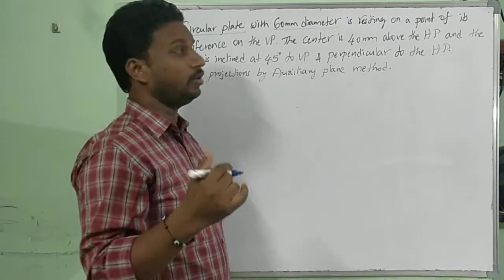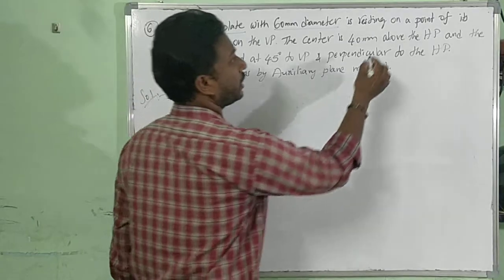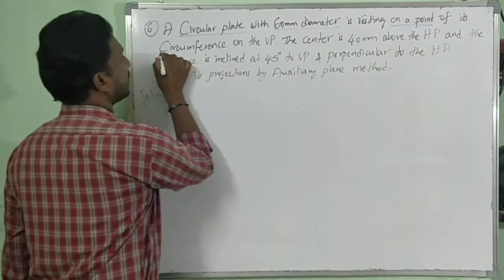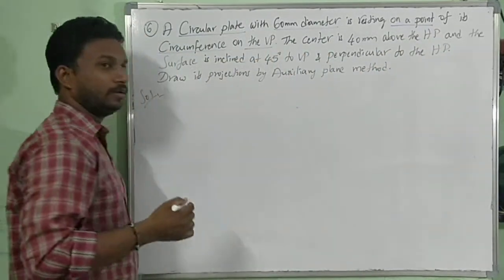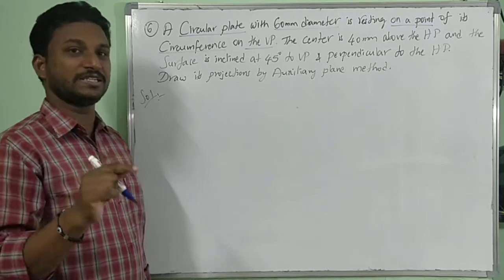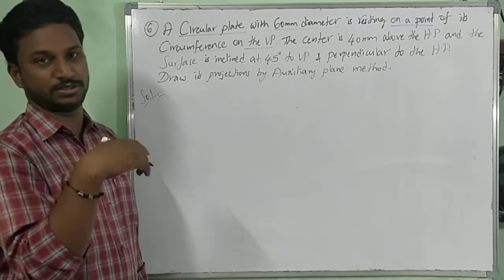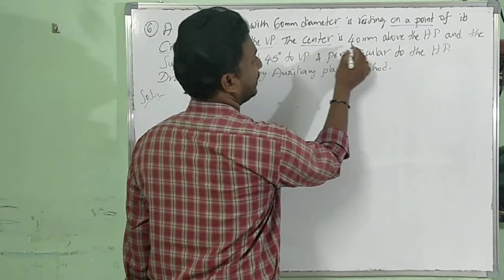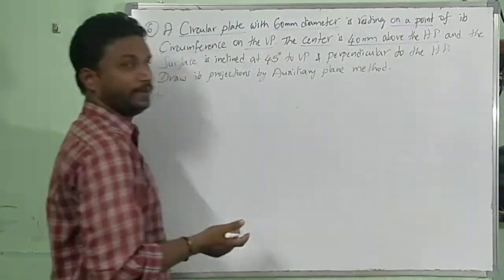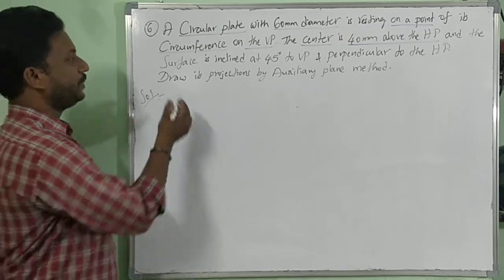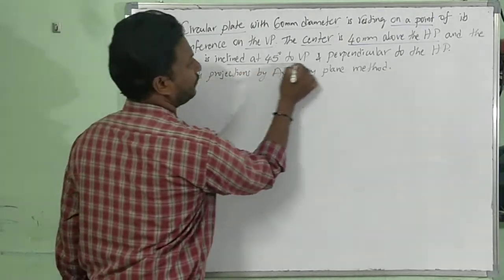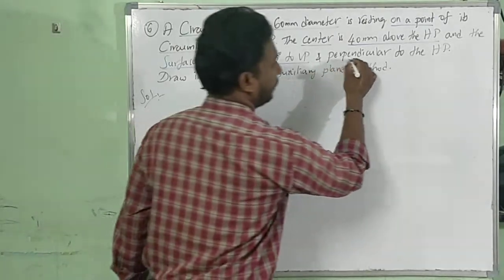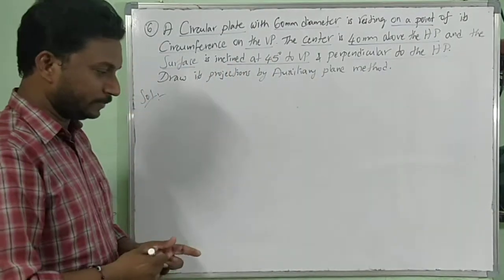Now coming to the location, it is resting on a point of its circumference on the VP. On the VP, it is resting with only one point of the circumference, not the total surface. One more condition is the center is 40 mm above the HP, and the surface is inclined at 45 degrees to VP, perpendicular to the HP.